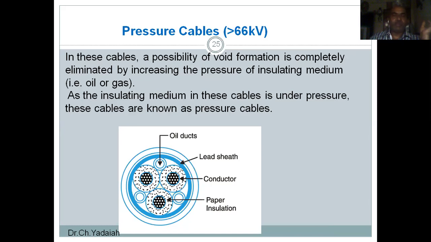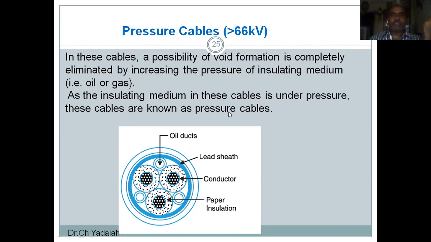Now, in these cables, the possibility of void formation is completely eliminated by increasing the pressure of the insulating medium, oil or gas. If void formation takes place in the cable, the life of the cable decreases. To avoid that, we provide another medium, oil or gas, as an insulating medium in this cable under pressure.